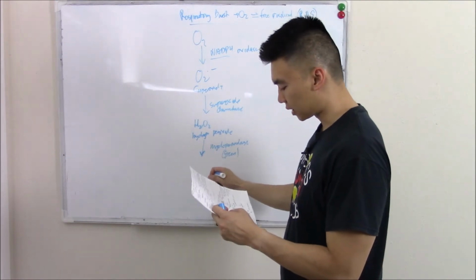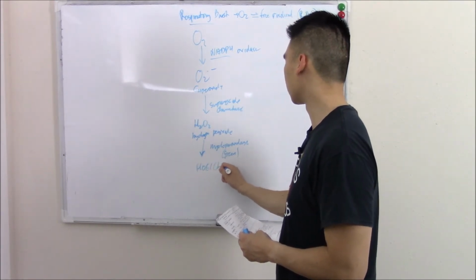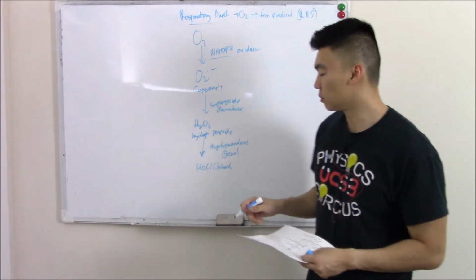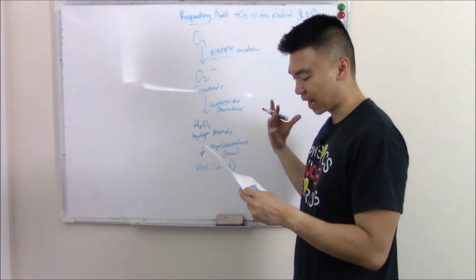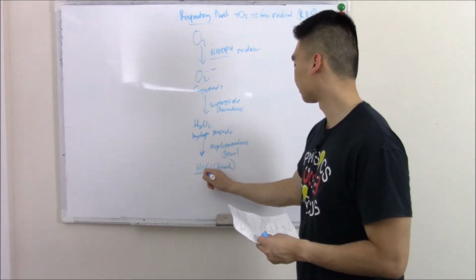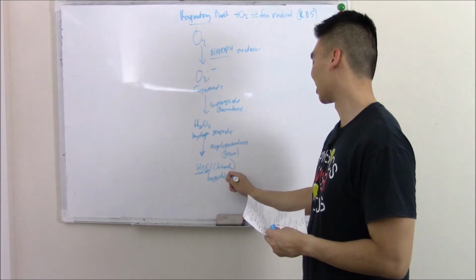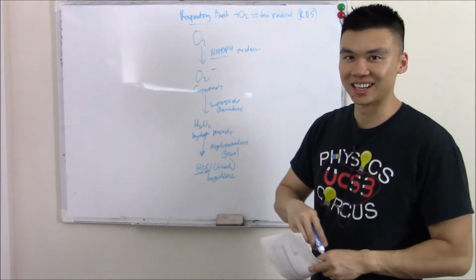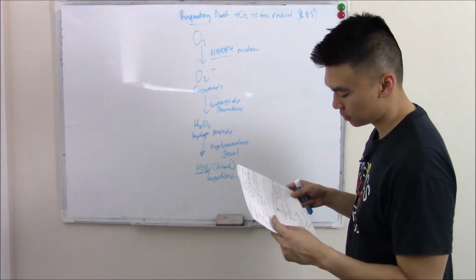And it turns hydrogen peroxide into HOCl, better known as bleach, the strongest thing we have. Bleach kills everything. Everything. It's also known as hypochlorite. So they might not say bleach on your test, unfortunately, because bleach is a trademark name. So they might say hypochlorite, means the same thing.